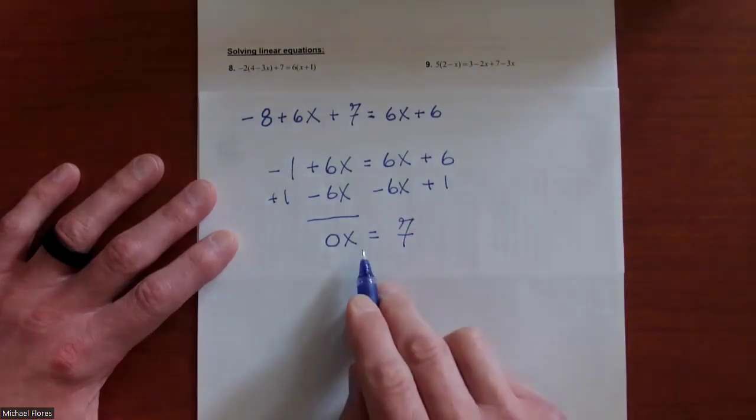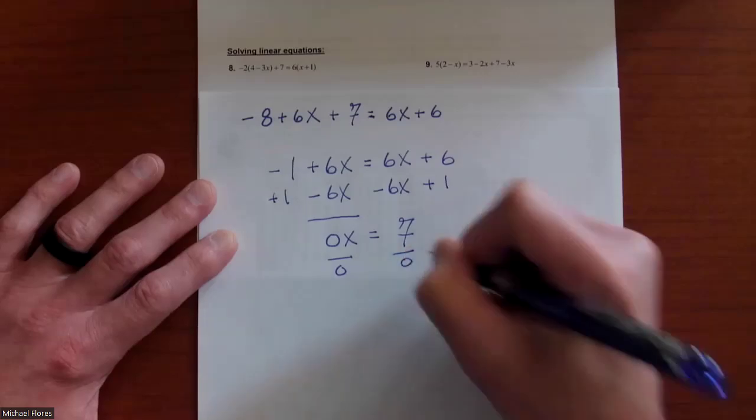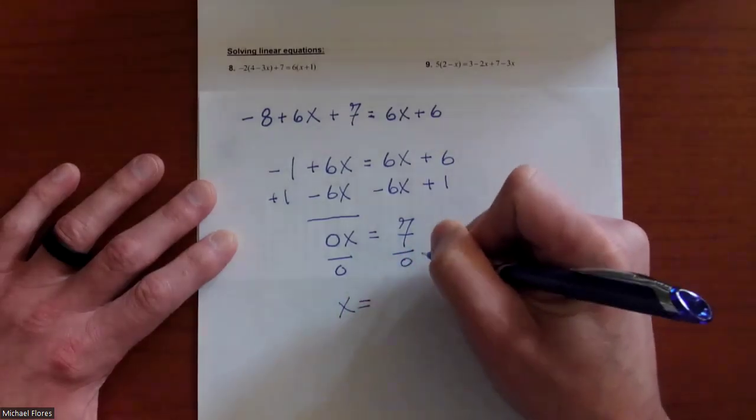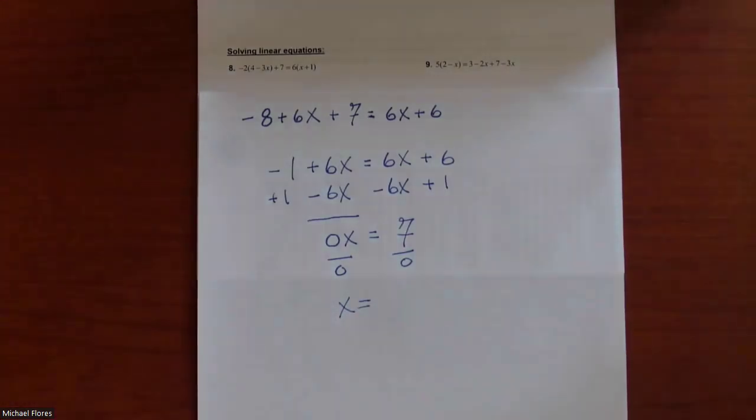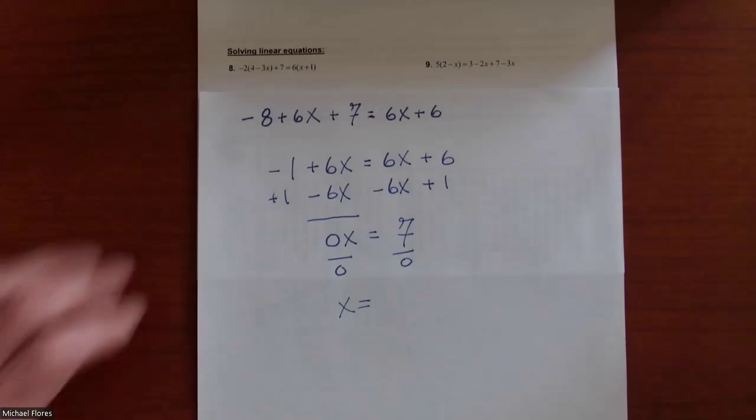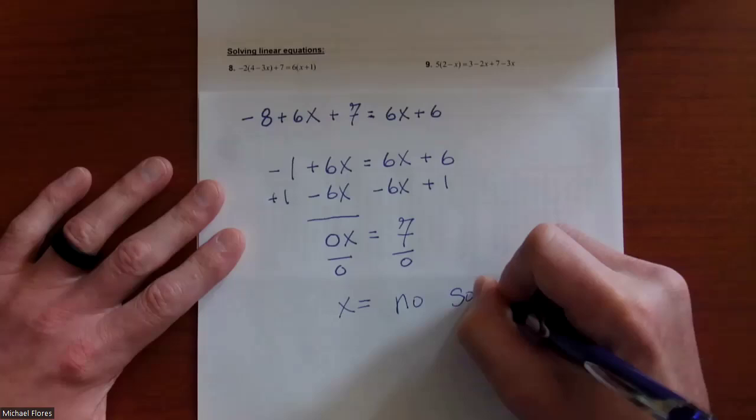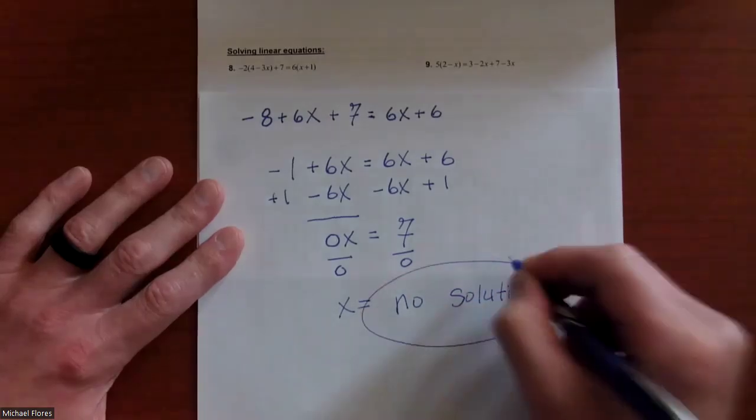Now, in order to get x by itself, divide away the 0. x equals, well, 7 over 0 is the exact same thing as 7 divided by 0. And you know what? You can't divide by 0. You can't have 0 in the denominator. Therefore, this is a no solution. No solution. That is your answer.